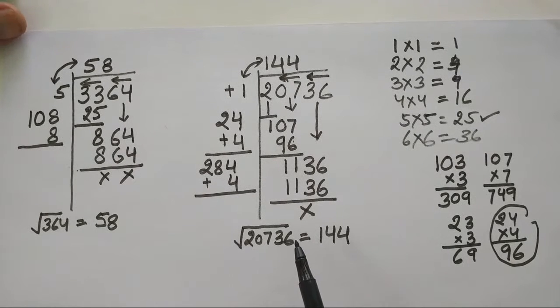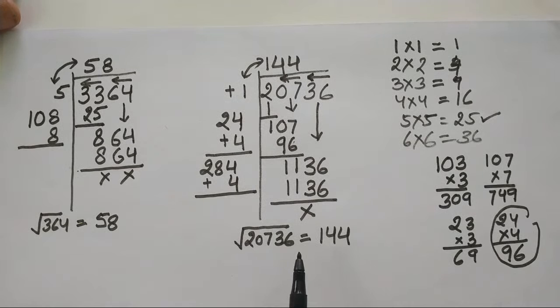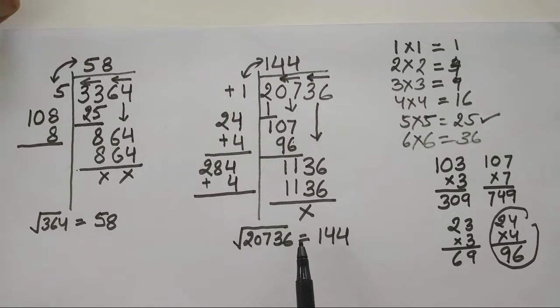Next, in the next class, we will see how you find the square root of numbers which are in decimal form but they are perfect squares, and how you find the square root of numbers which are not perfect squares.